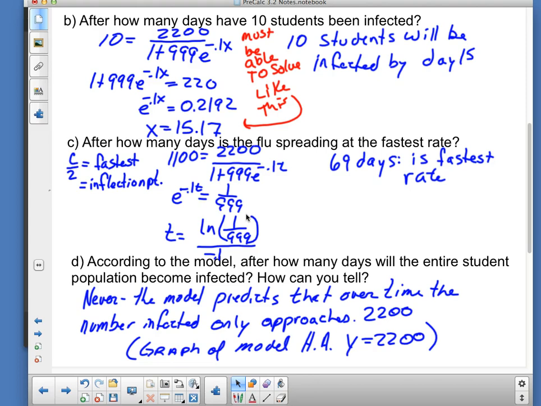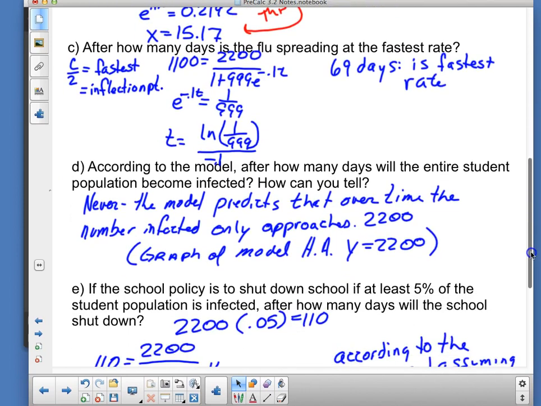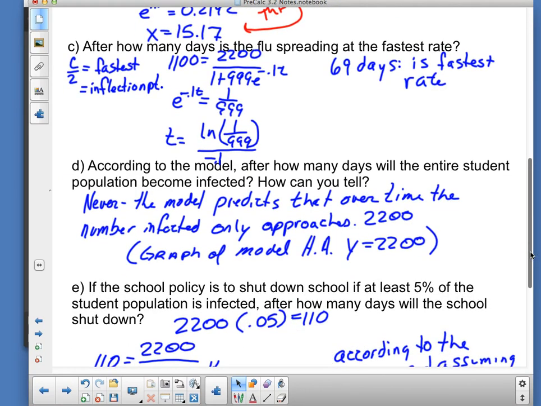Okay, now according to the model, after how many days will the entire student population become infected, and how can you tell? Now, the entire student population will not be totally infected, but it'll approach. The model predicts that over time, the number infected only approaches 2200. The graph of the model has a horizontal asymptote, that's Y equals 2200. So the entire population will never be infected. There's always somebody that doesn't get it.